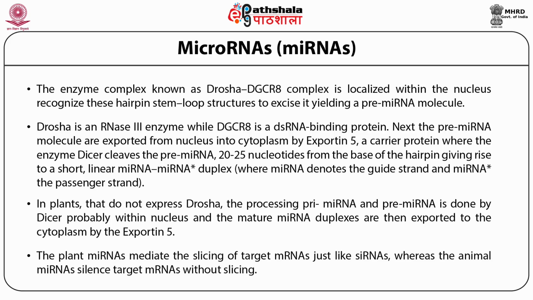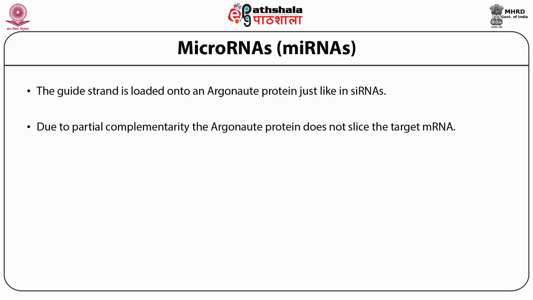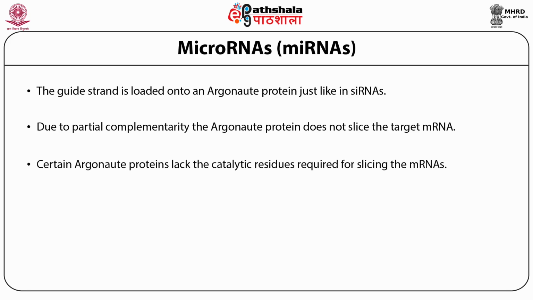The plant microRNAs mediate the silencing of target mRNAs just like the siRNAs, whereas in case of animals, the microRNAs silence target mRNAs without slicing. The guide strand is loaded onto an Argonaute complex just like in case of siRNA, but due to partial complementarity, the Argonaute proteins do not slice the target mRNAs. Certain Argonaute proteins are also known to lack catalytic residues required for slicing of mRNAs.